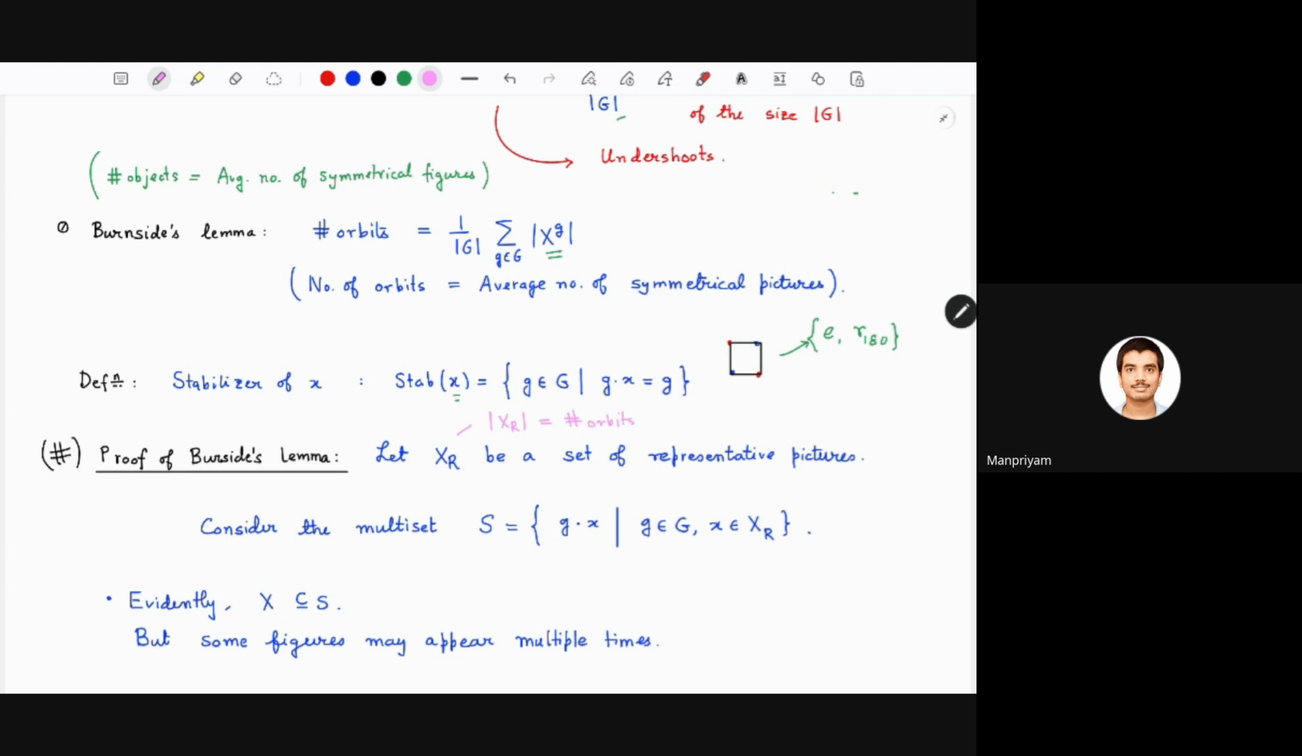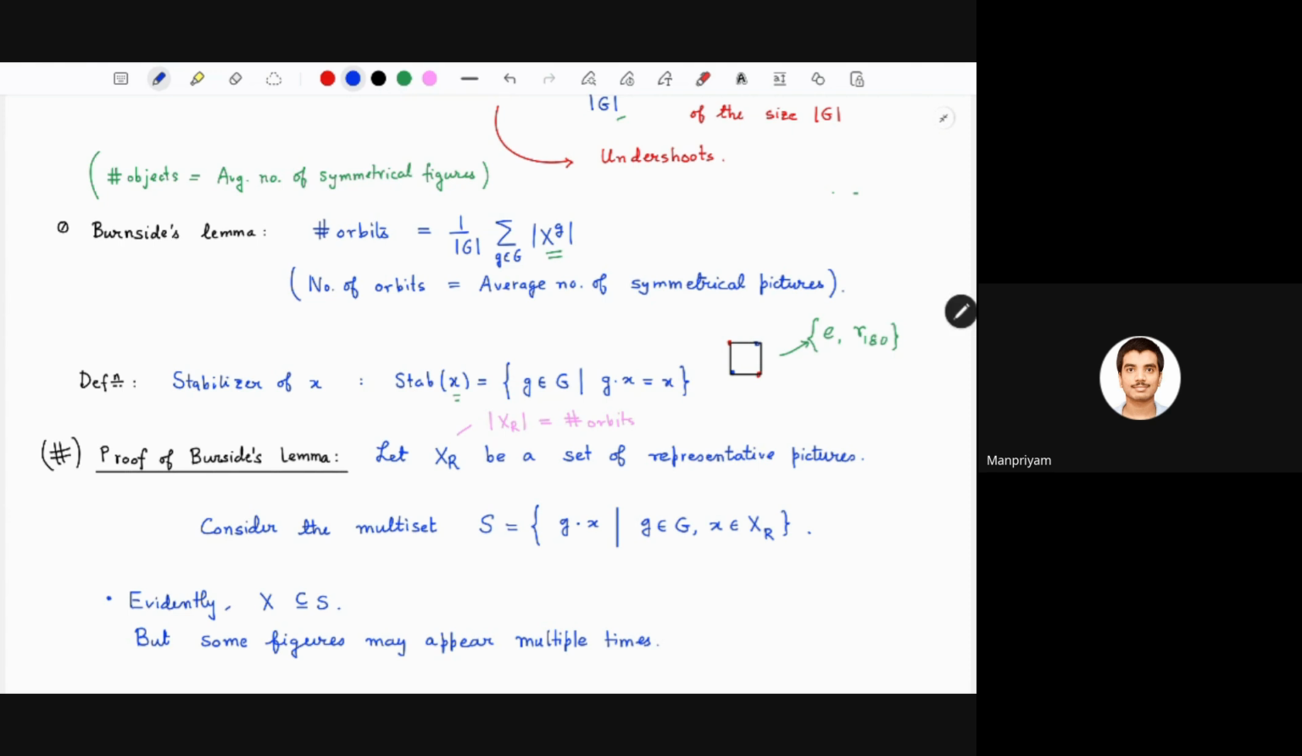Excuse me. Yeah, go on. In the definition of stabilizer of x, I am confused. G dot x equals G. Oh, it should be X. Sorry, you're right. Absolutely right. Okay. G dot X is X. Yeah, X remains invariant under G. Sorry about that.